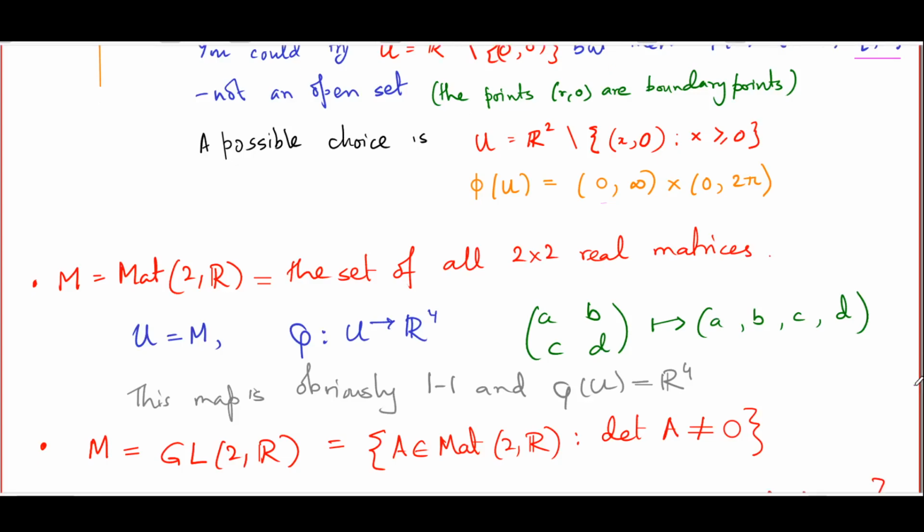Now, as you are almost certainly aware, GL2R actually forms a group under matrix multiplication. So this particular set, the set of all invertible matrices which are 2 by 2 and real, is actually more than just a set, it's also a group. And this will be our first example where we can see a group in the form of a manifold.